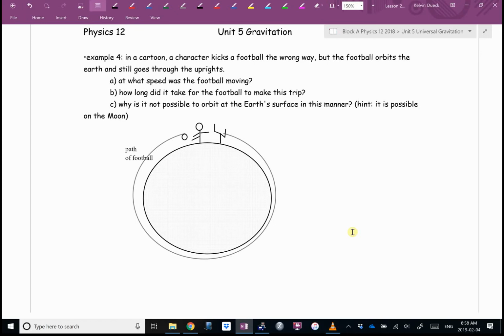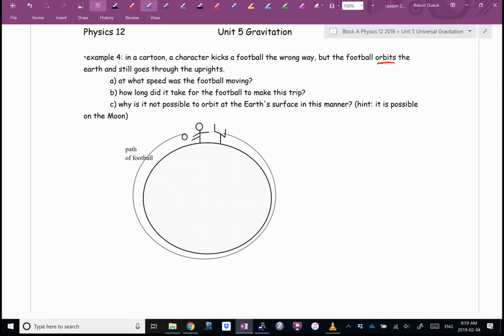In a cartoon, a character kicks a football the wrong way, but the football orbits the Earth and still goes through the uprights from the other side. What speed was the football moving? First of all, underline the word orbits. That's our trigger word.